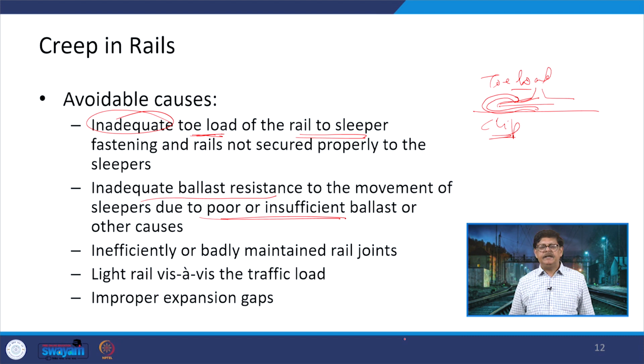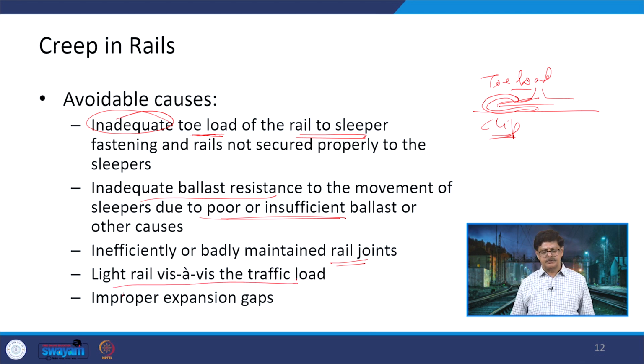Ineffectively or badly maintained rail joints. Again it comes to maintenance, and we talked about do's and don'ts when we were talking about the SWR. So, that is an important aspect. When the visual inspection is being done by the gang, they should find out which particular rail joints are jamming, which are opening. Two successive rail joints should not get jammed. If they have not been identified and rectified immediately, then we are going to induce the creep ourselves in those particular tracks.